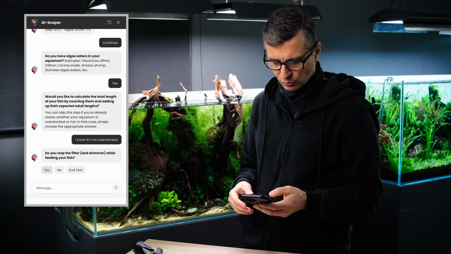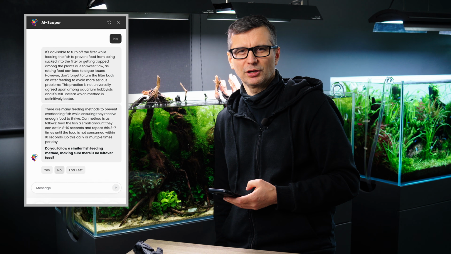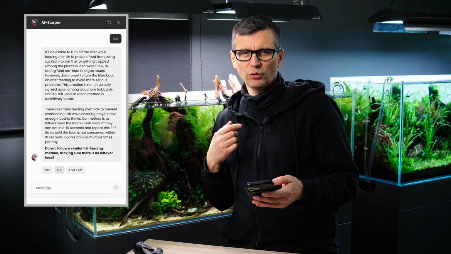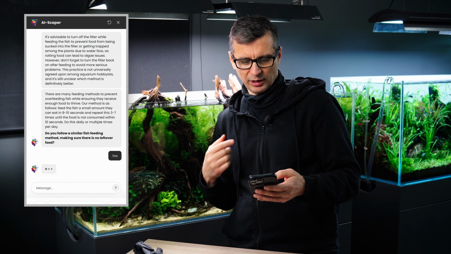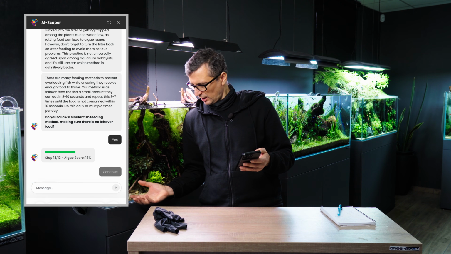Do you stop the filter while feeding the fish? I've never seen anybody stop the filters at Green Aqua. It's not by the book though. Don't do this at home. I know that we are feeding in a good way, so I will. Because you don't want any food, leftover food, to sink down.